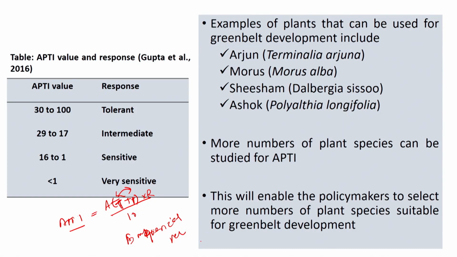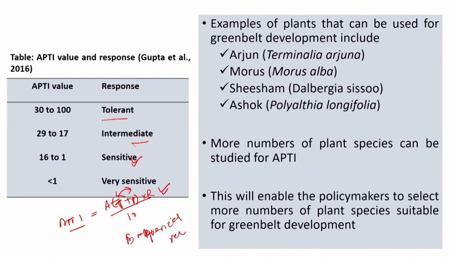If the APTI value is low, it means the plant is not tolerant and will be very sensitive. If there is an increase in air pollution, such plants may not sustain or may not be productive. Between 1 to 16 it is called sensitive, like we also describe our body as very sensitive, and 17 to 29 is intermediate. Between 30 and 100 is tolerant.